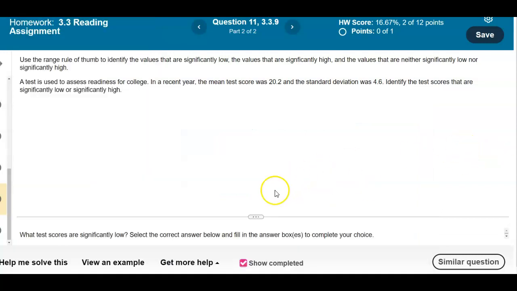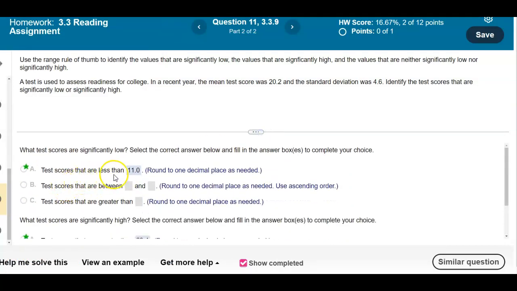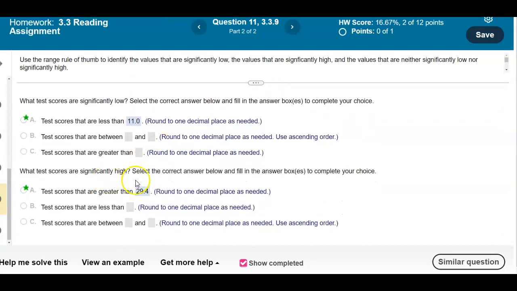So let's go and answer our question. First question is, what test scores are significantly low? Well, we would say the test scores that are less than 11.0. And then what test scores are significantly high? We would say the test scores that are greater than 29.4.